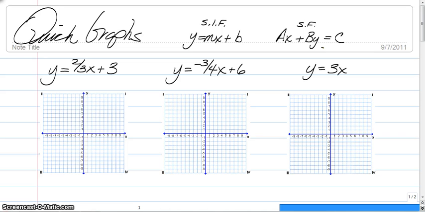That's where you're not allowed to have any fractions. A is going to be positive, and I'm going to show you some shortcuts to graphing from standard form. So let's just go through some of these. Y equals 2/3 x plus 3.